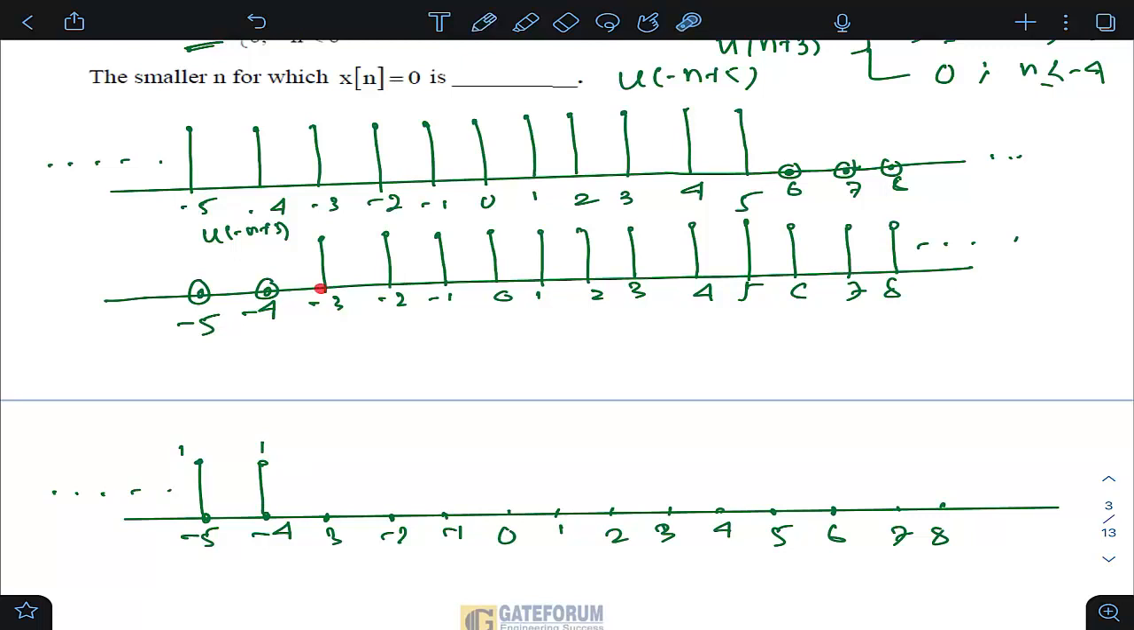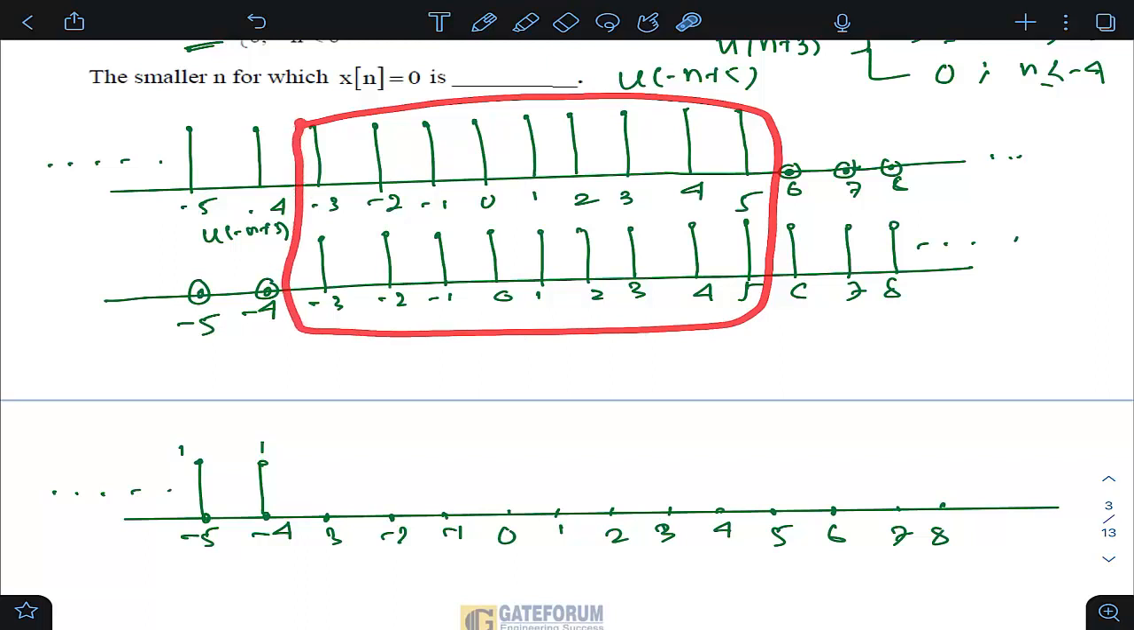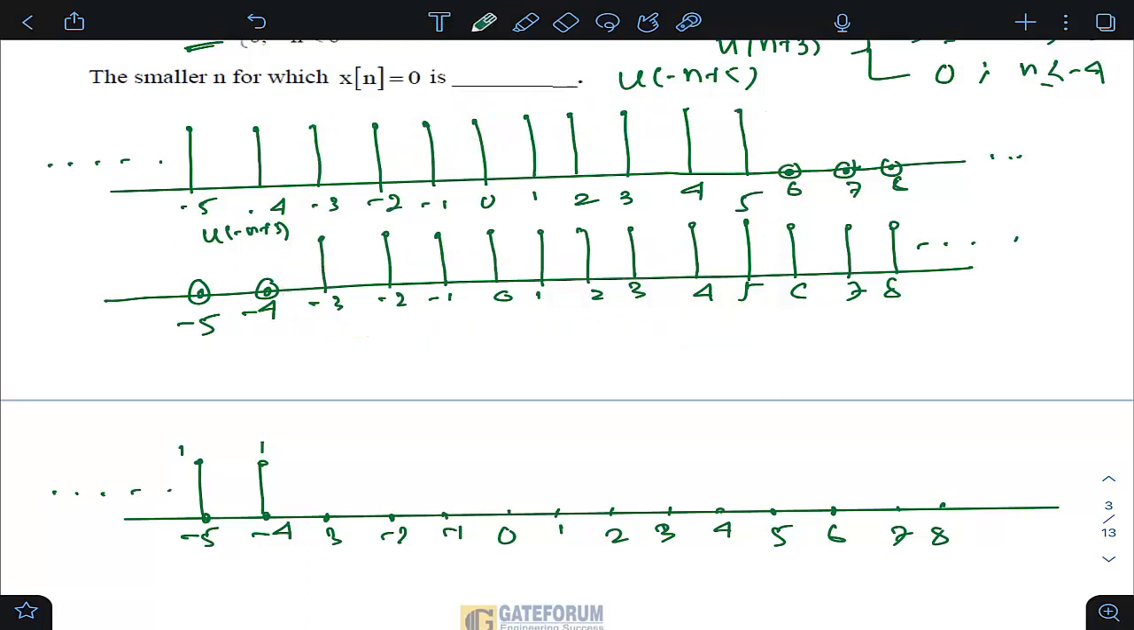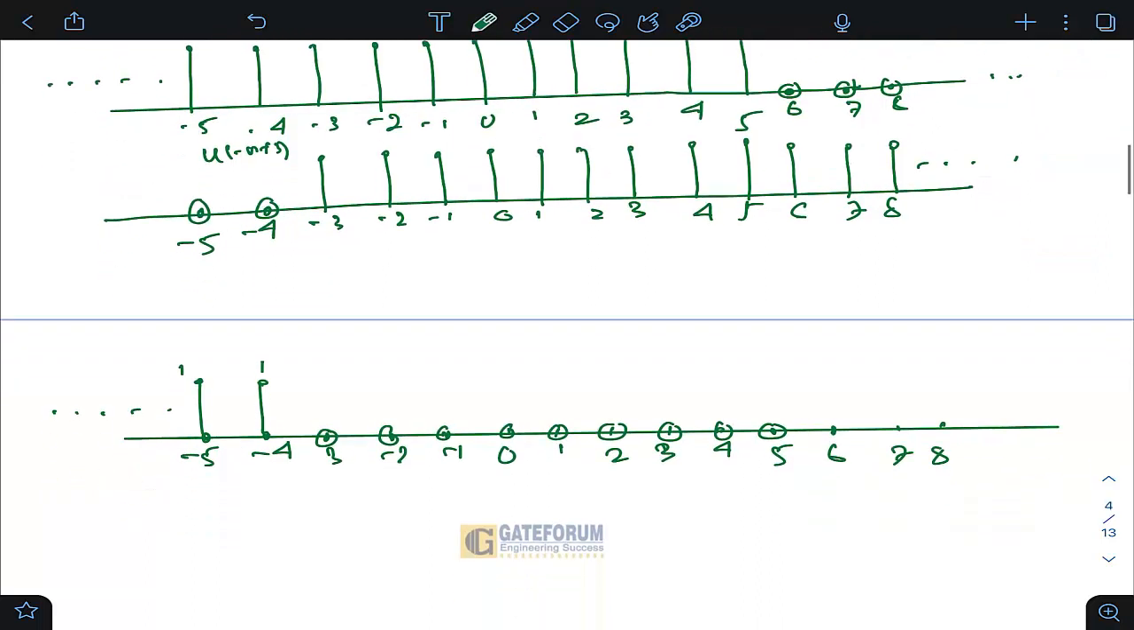Then from minus 3 up to 5, in this entire segment, you see both signal amplitudes are 1. This is 1 and this is 1. 1 minus 1 is 0. So from minus 3 to 5, it is all 0. Then 6, 7, 8, what is going to happen? Beyond 5, this is constantly 0 forever and this is constantly 1 forever. So 0 minus 1 is minus 1. So this is minus 1 forever.